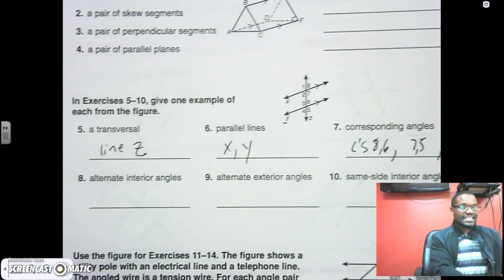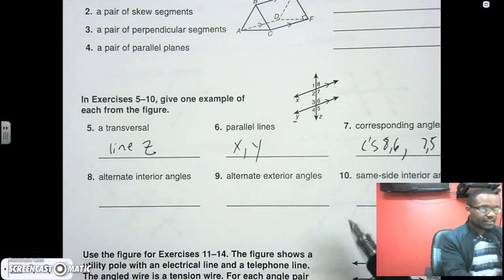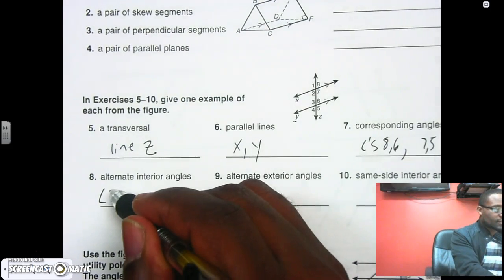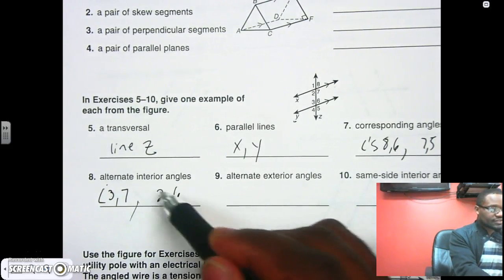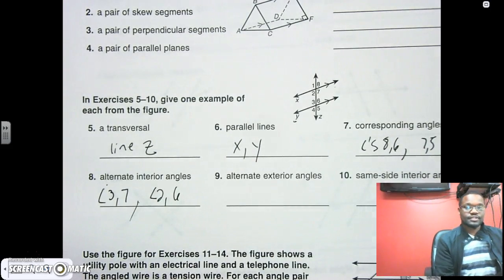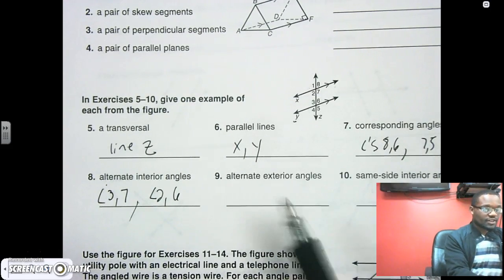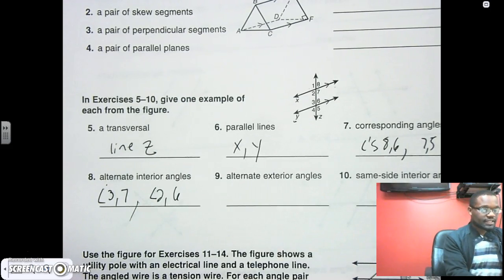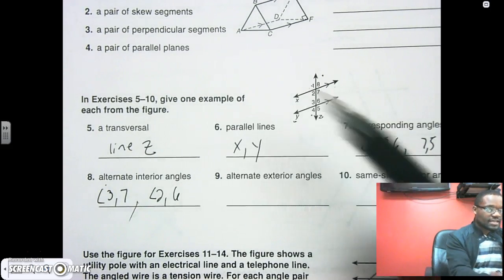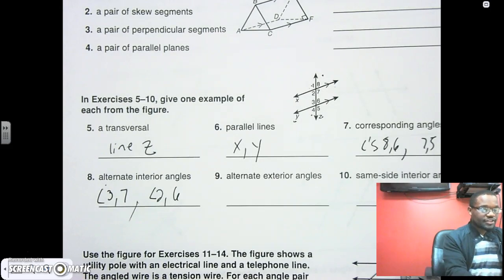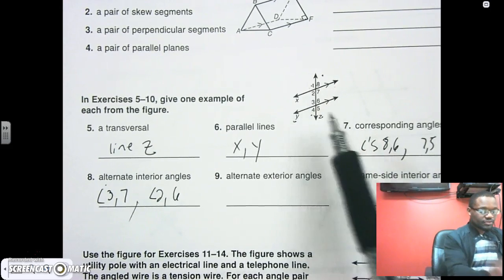All right, alternate interior angles. Alternate interior angles would be angles 3 and 7, and angles 2 and 6. You see that? 3 and 7, 2 and 6. Alternate exterior angles would be 1 and 5 and 8 and 4. I've got to move. Same side interior angles would be 7 and 6 and 2 and 3.